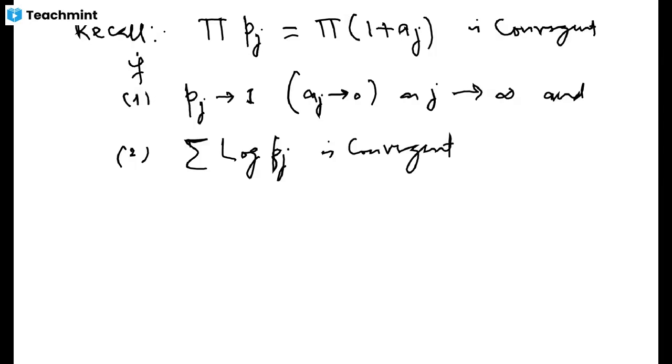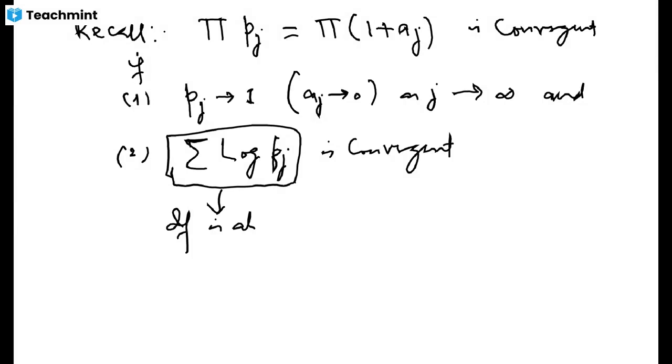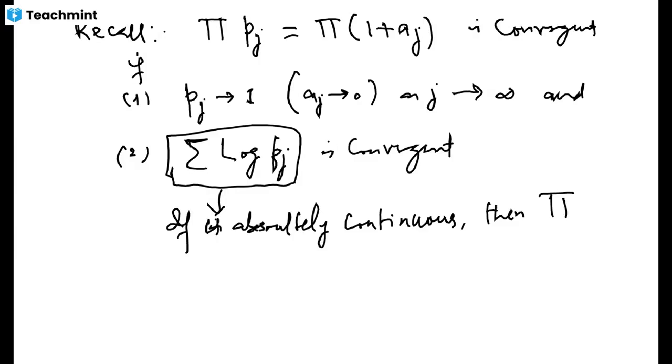and this infinite product is said to be absolutely convergent if the series summation log Pj is absolutely convergent. If this series is absolutely convergent, then it is said that the product Pj is an absolutely convergent infinite product. Sorry, not absolutely continuous, it is absolutely convergent.